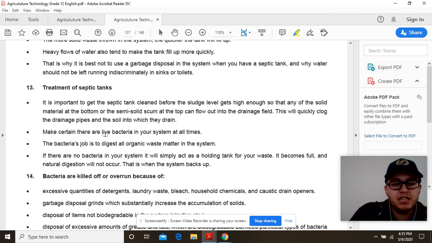Like certain there is live bacteria in your system at all times, but the farmers usually do, sommer twee kat in die stelsel gegooi, to get the bacteria working that breaks it down. Bacteria's job is to digest all organic waste. If there is no bacteria in your system, it will simply act as a holding tank for your waste and becomes full, and then the natural digestion will not occur.